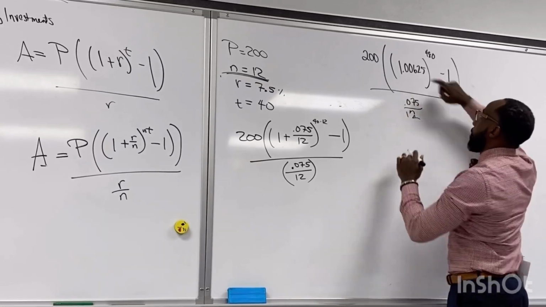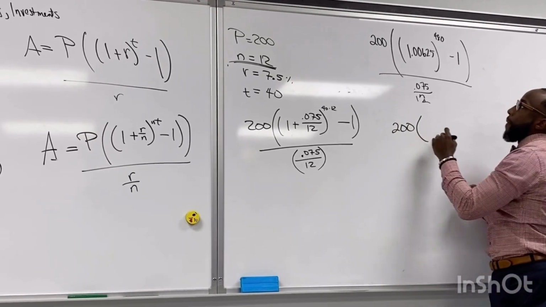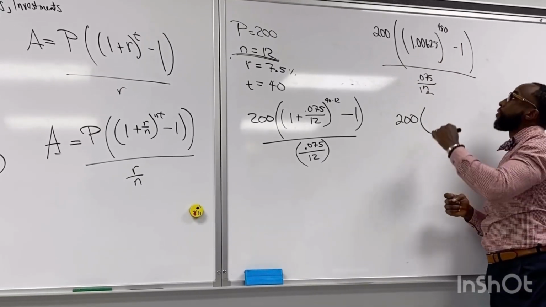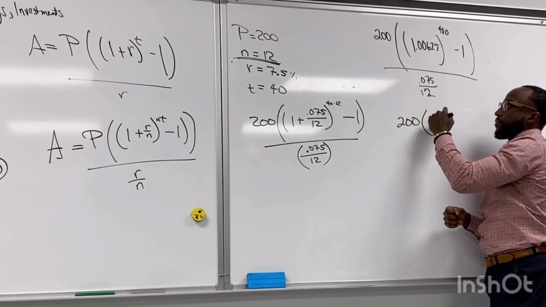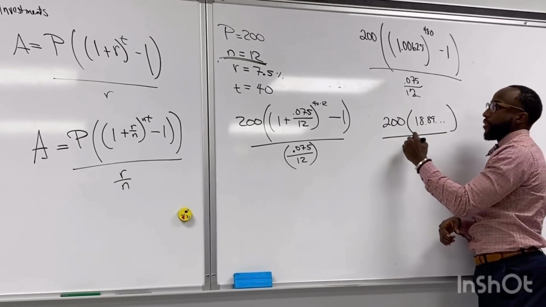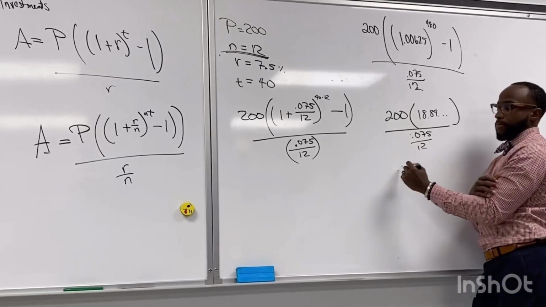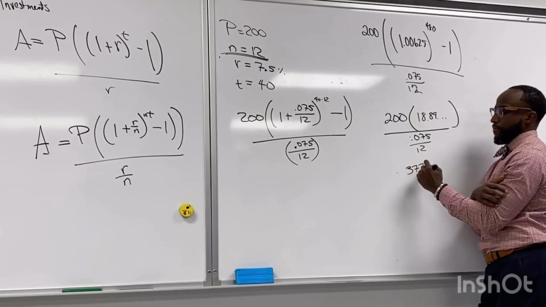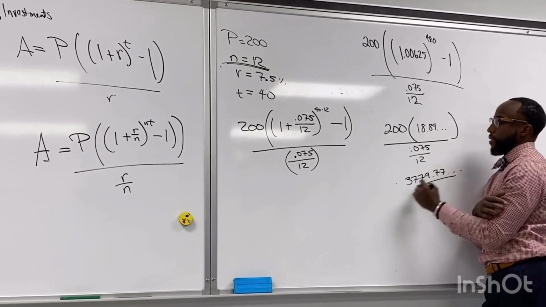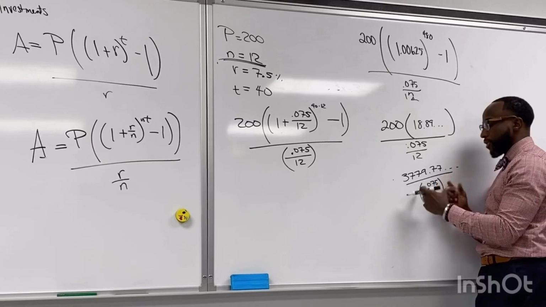All right, so here we go. So this raised to that, minus 1. So it's 200, and then we got, what's the answer from the last one raised to the 480, minus 1? 18.89888859. Okay. All right, so multiply that into 200. 3,779.77718. Okay. All right, divide that by 0.075 over 12. So put that in parentheses. So divided by parentheses this.